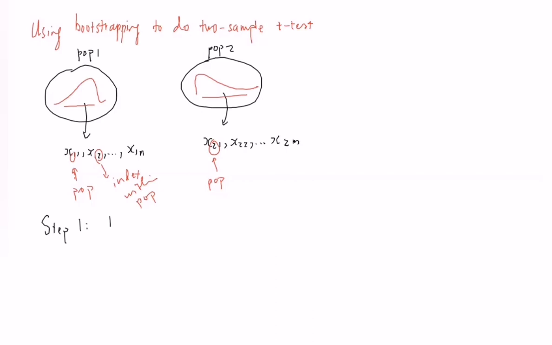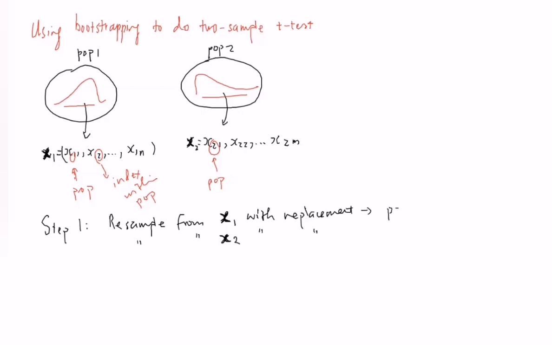Step 1, you resample from x1. This is vector notation, all right? And x2. Resample from x1 with replacement. You also do that for x2. So you generate a pseudo sample for population 1 and a pseudo sample for population 2.